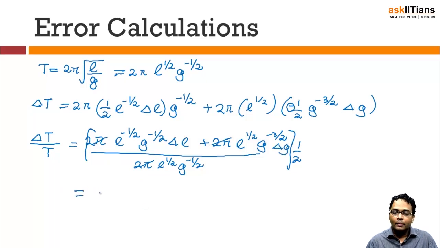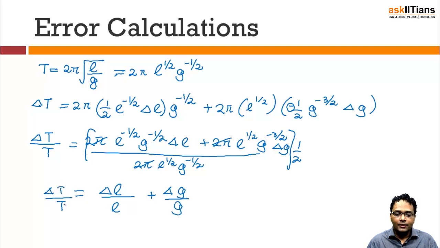So now what can be given? From the first term, G raised to the power minus half goes, so you'll be left with delta L divided by L. From the second term, you will get delta G divided by G. So you will get what? Delta T divided by T.